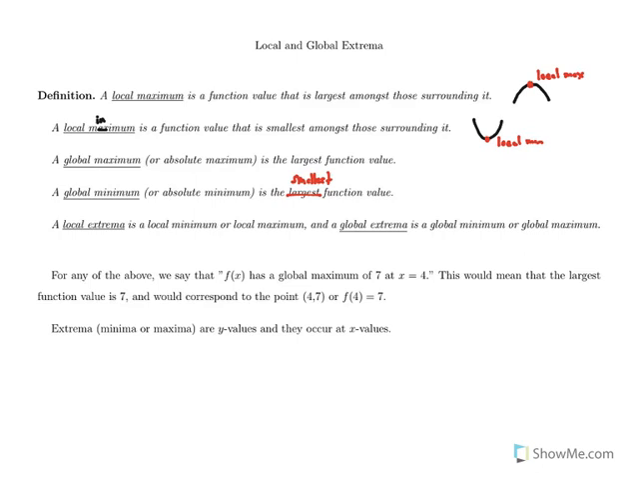So we're going to say that f has a global maximum of 7 at x equals 4, if that were the case. And that means that the largest function value is 7 in the whole function, and that would correspond to the point (4, 7), or f(4) = 7. Now, sometimes we can get away with saying the global max is (4, 7), like the point itself, and that's going to be okay, but just know that there is a distinction between the y and the x values, and we'll be focused almost entirely on the x values, as that's going to help us determine the shape of our function.